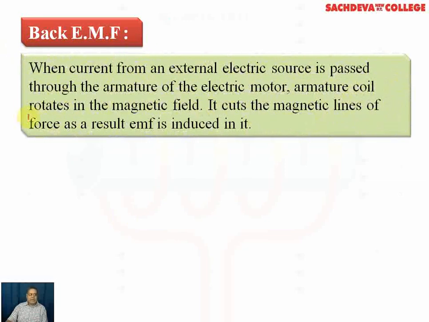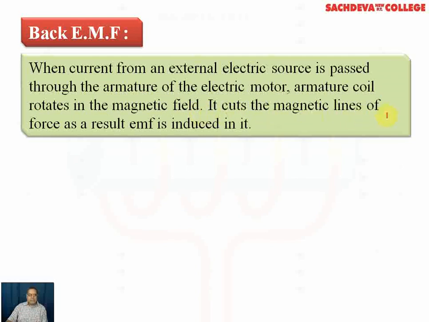Now, in motors, we have to go through the concept of back EMF, back electromotive force. When current from the external electric source is passed through the armature of the electric motor, the armature coil rotates in the magnetic field. You will remember that the armature coil rotates because of the formation of a couple. So, the movement of the couple allows the armature coil to rotate.